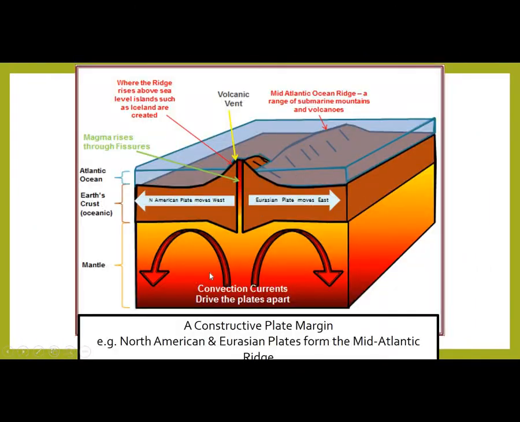Here's a slightly more complex version of the diagram. So you can see the convection currents are moving away from each other, and that pulls the plates on top away from each other, and it creates a mid-ocean ridge. Where this magma is rising, it pushes the edge of the plates up slightly, and you get underwater volcanic eruptions happening all the way along this ridge that create new crust.